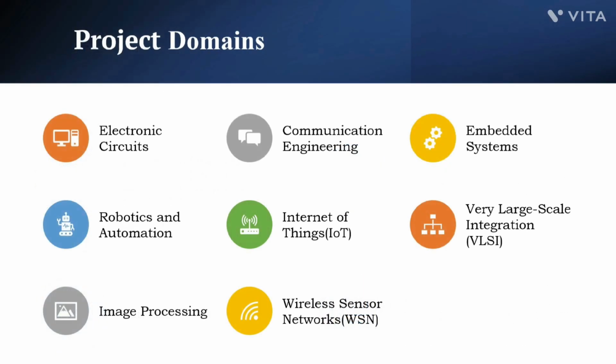What are the project domains available? There are domains for circuit branches and for non-circuit branches. These are some thrust areas for doing the project. For example, for circuit branches: communication engineering, embedded systems, robotics and automation, Internet of Things, signal and image processing, VLSI design, wireless sensor networks. These are the broad areas of research, and within them you can find a problem statement. This is for electronics and communication engineering students.